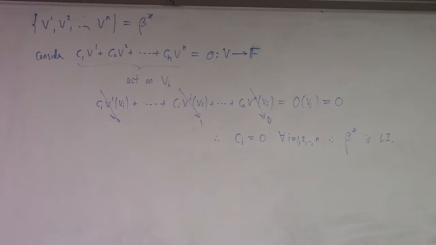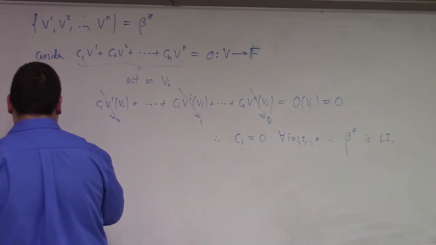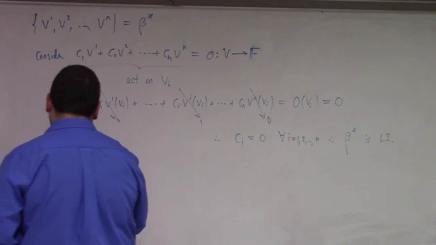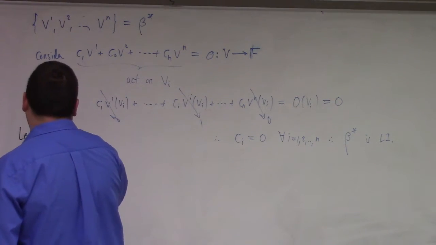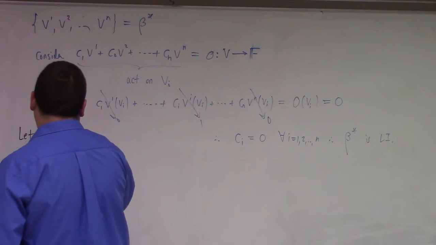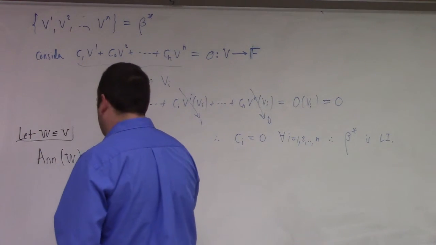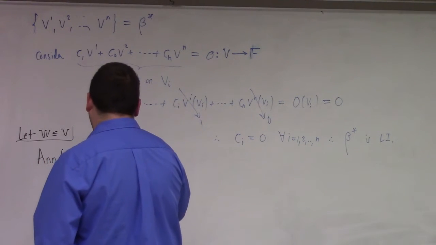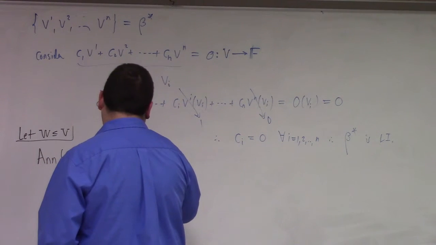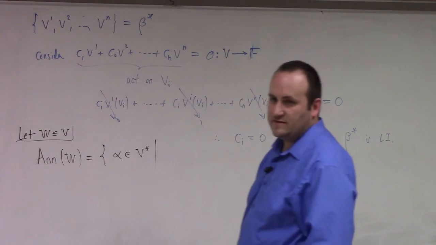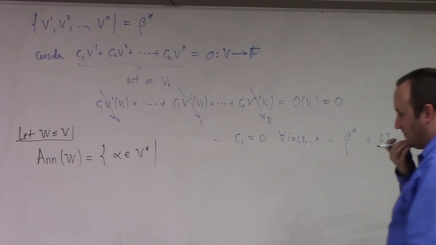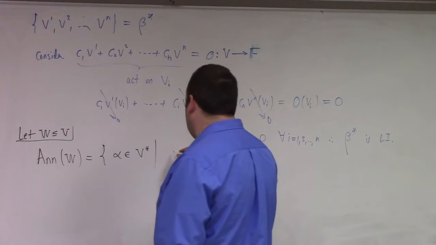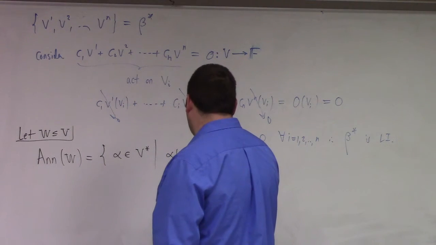So you could define things, right? Like here, the annihilator of W. So let W be a subspace, W a subspace of V, right? The annihilator of W would be this. It would be alpha in V dual such that what? Annihilating. What do you think this should be? Sending, and what should it send to 0? Alpha of something, let's say little w, equals 0 for all what?